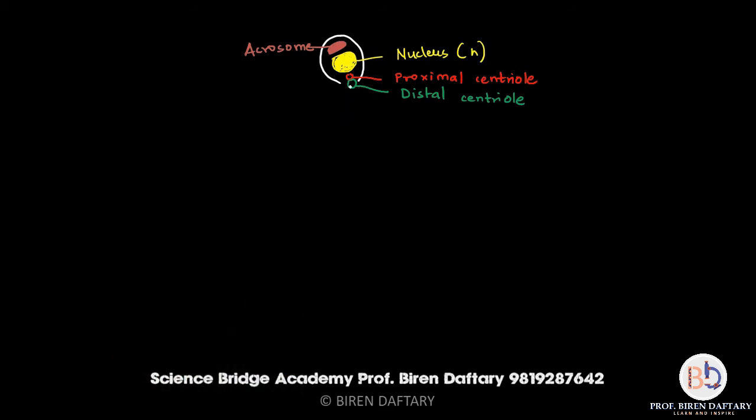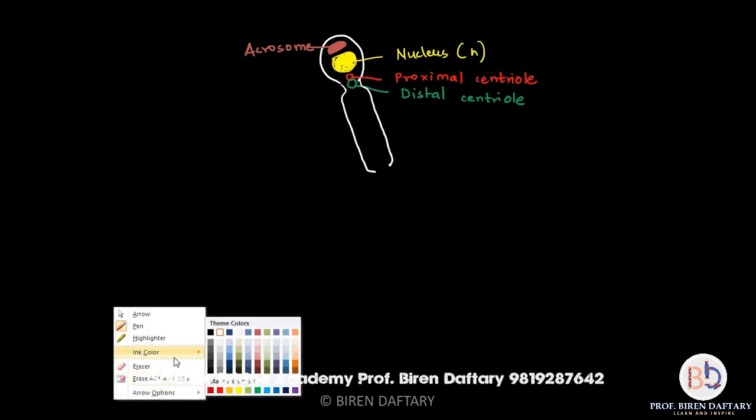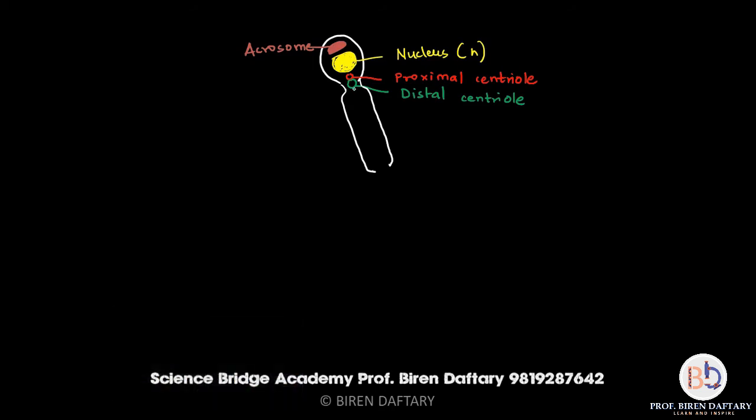Alright, so this is the neck region where both the centrioles are present. Below the neck is the region called the middle piece. This cylindrical area which I have sketched is called the middle piece. Inside the middle piece is present the axial filament. So I'll draw the axial filament first. Alright, so this is the axial filament which I have drawn.